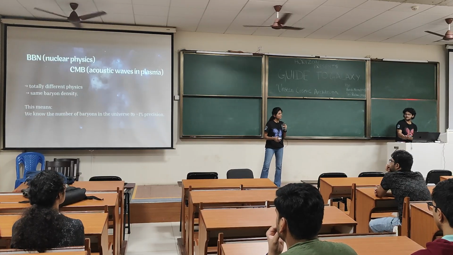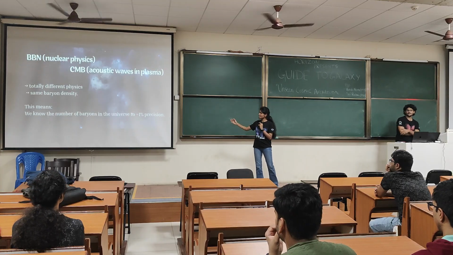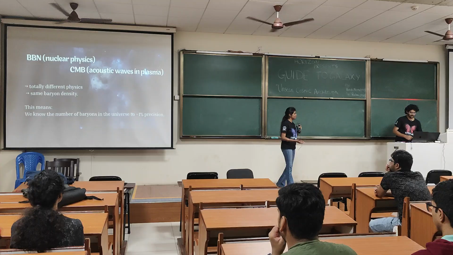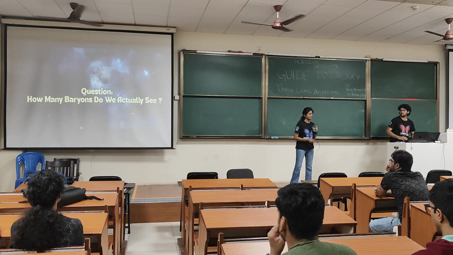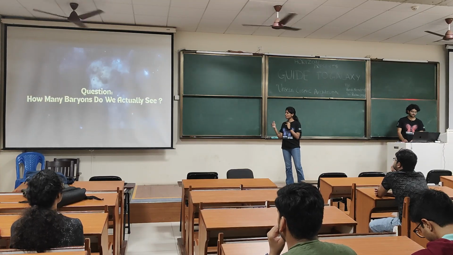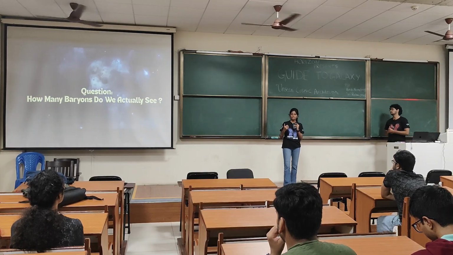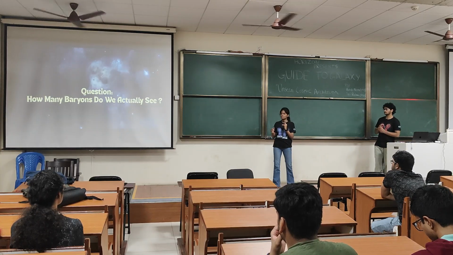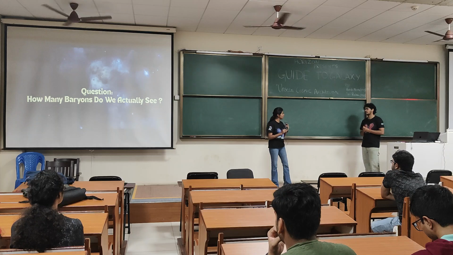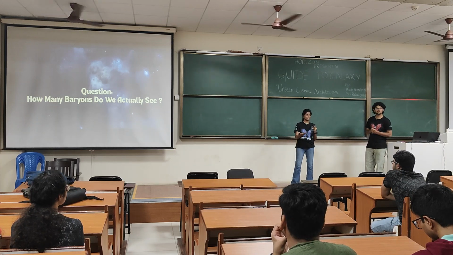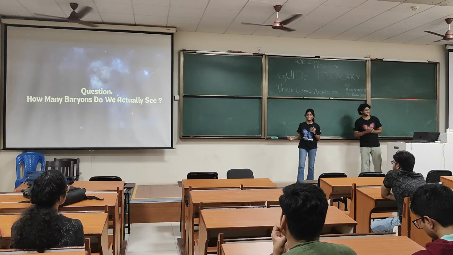Next one. This is what I just mentioned: within two different physics, we came to the same conclusion. But the question here is, how many of these baryons do we actually see? This is what we are supposed to be seeing, 5%, or that 0.0224. But how many of it do we actually see? Any guesses? How many percent of baryons do we actually see?